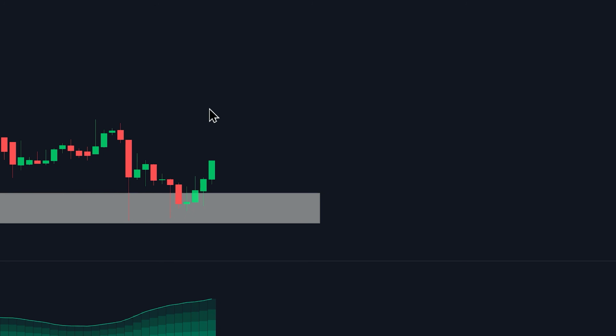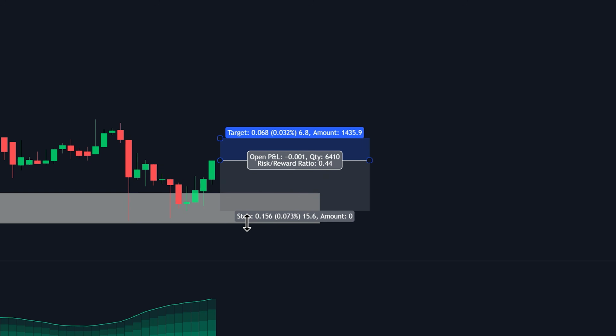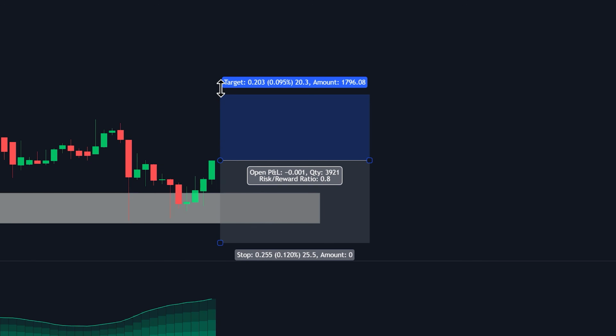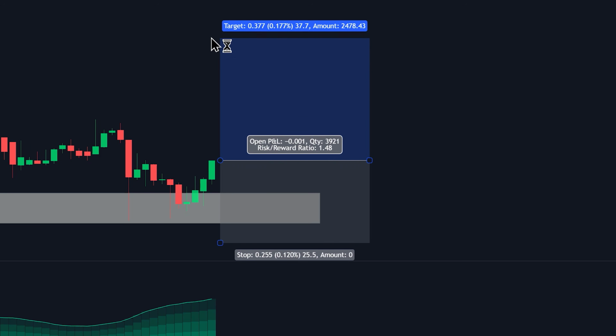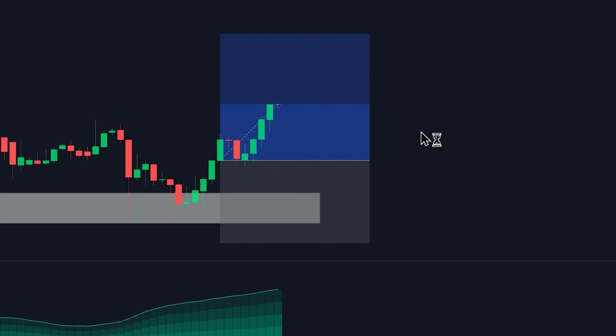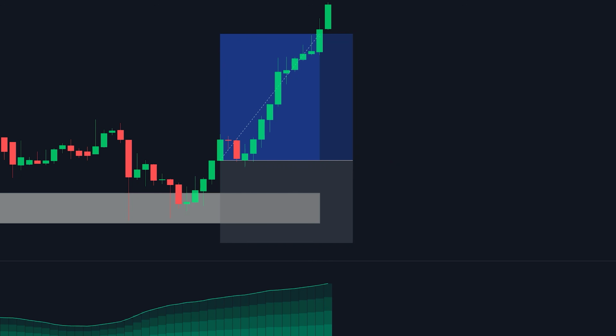The stop goes under the most recent swing low and the target is set to 1.5 times the risk. If price is running and interest stays strong, I'll sometimes trail a portion, but I always secure that first target because on 5-minute charts, reversals can be violent.